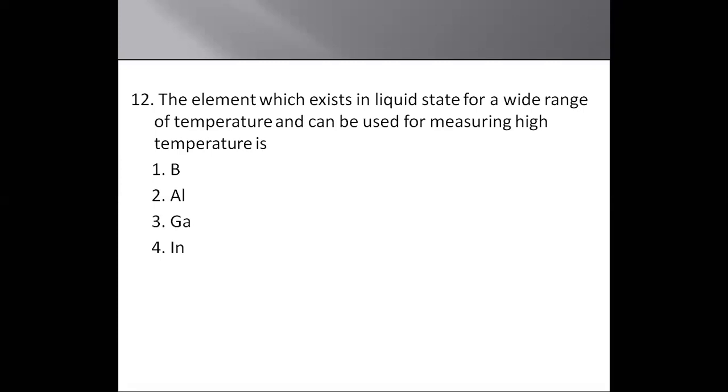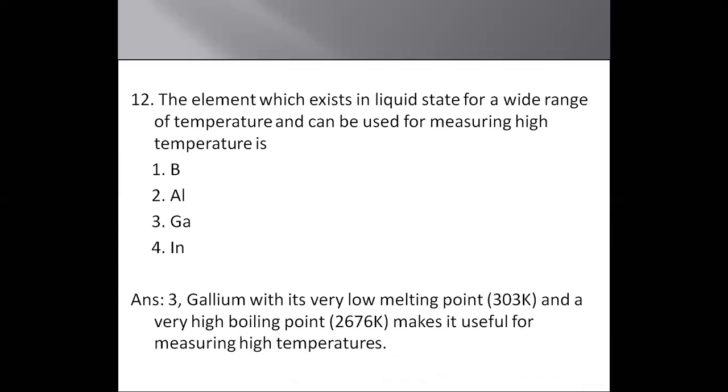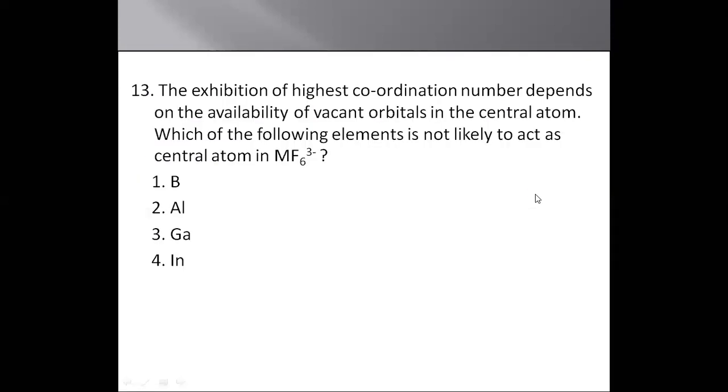You know that we have already discussed, when we were talking about the physical properties here, that gallium has a very low melting point. That means 303 Kelvin, and with this low melting point, it will exist in a liquid state in the summer season. And it has a very high boiling point, 2676 Kelvin, which is the reason why it is useful for measuring high temperatures particularly.